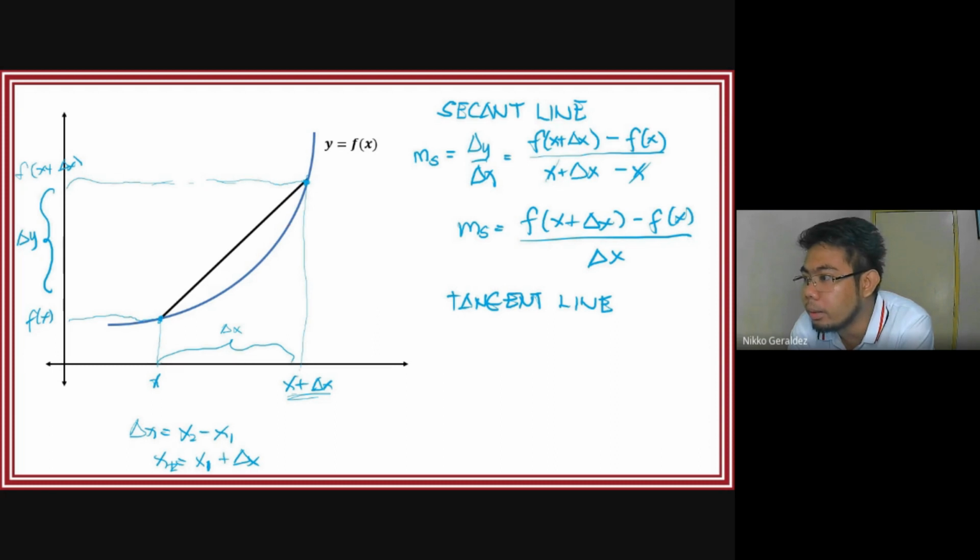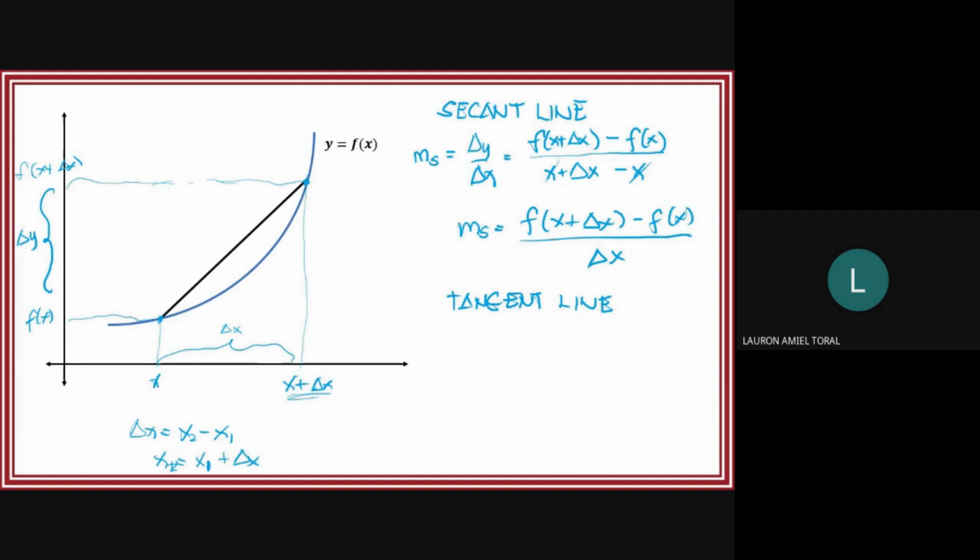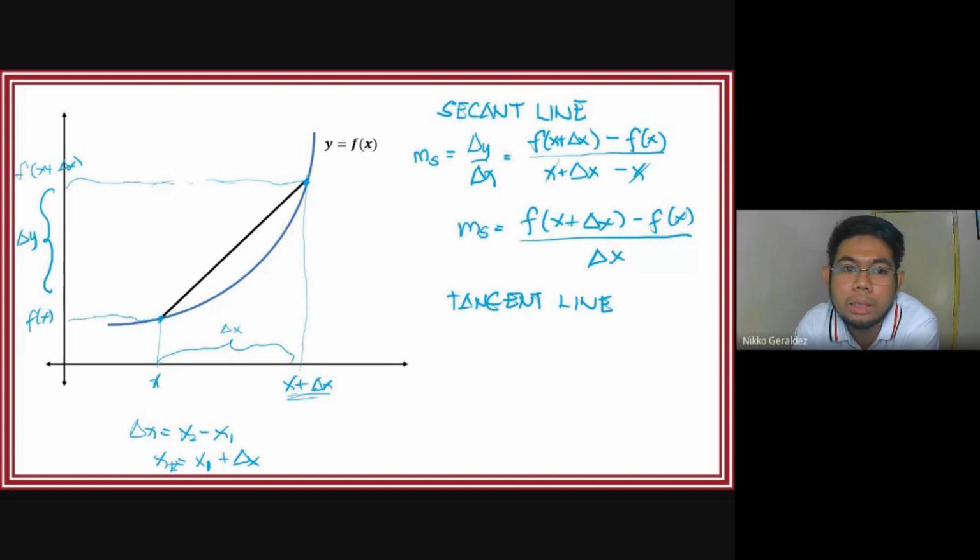Tangent line. Anyone? What is a tangent line? Yung tangent, yung line na nagta-touch dun sa isang curve, at sa isang point lang. So, it intersects the curve at only one point. So, that is a tangent line.